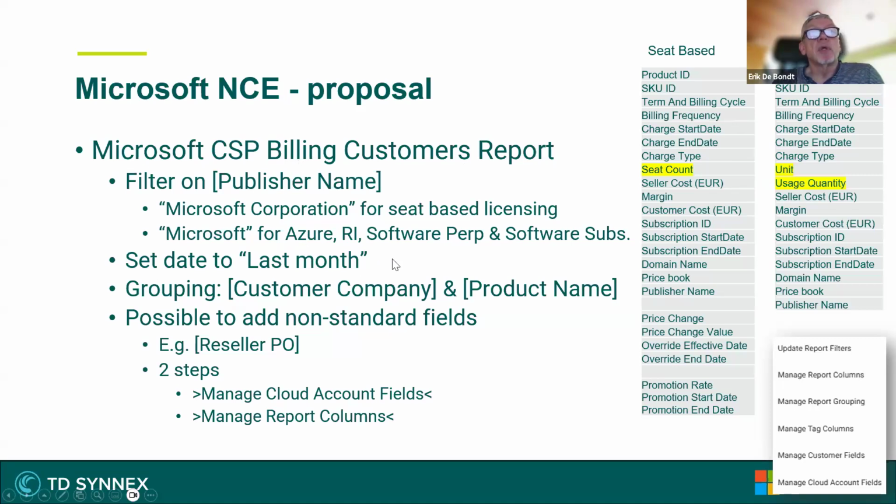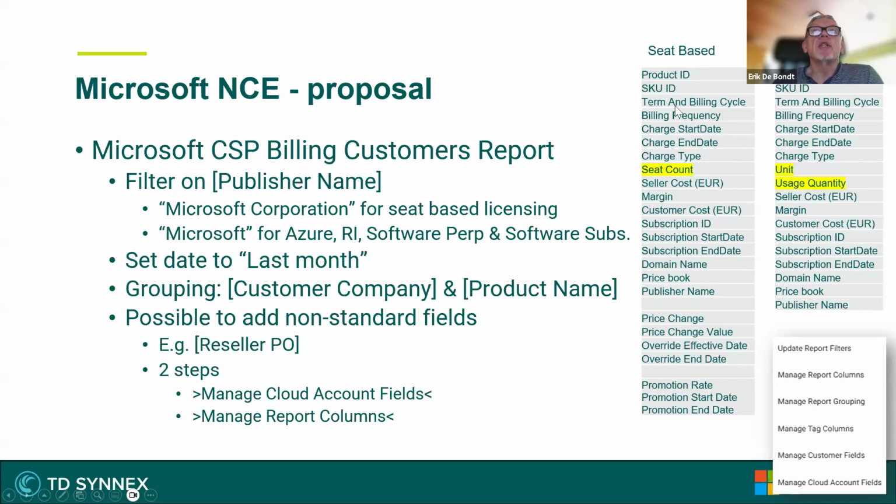Last date, last month, again, to get the billing mimic out of it, or the invoicing similarity. Grouping, so what we did here is group on the customer, company, and the product name. And then you see all the columns that are used between the two types of products.